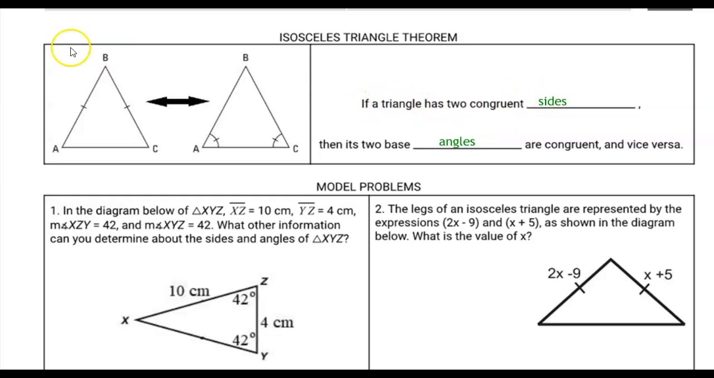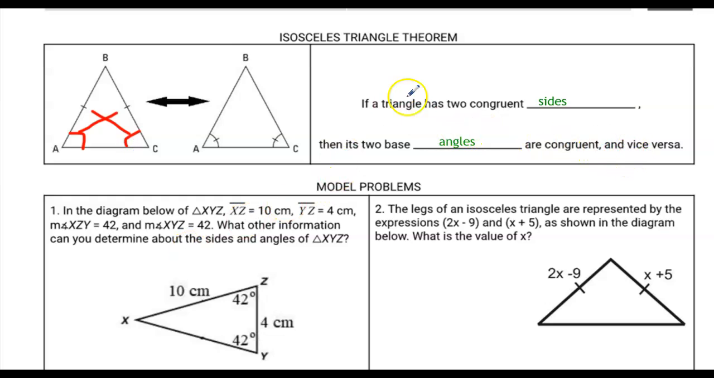I mean that if a triangle has two congruent sides, if I can prove that its two sides are congruent, then its two base angles, and remember we talked about base angles being the ones that are across from the congruent sides, its two base angles are going to be congruent as well.